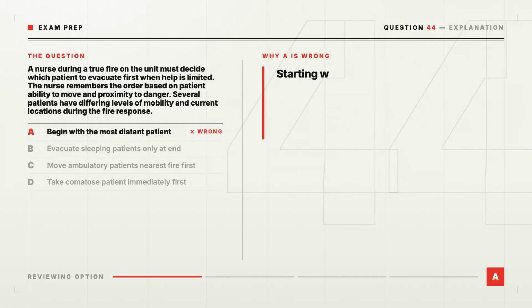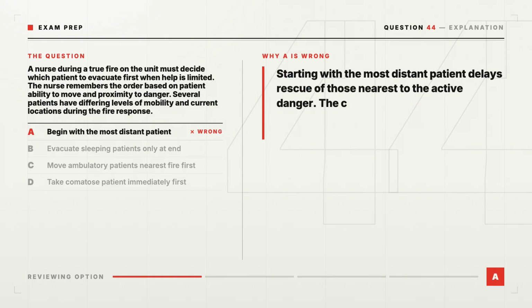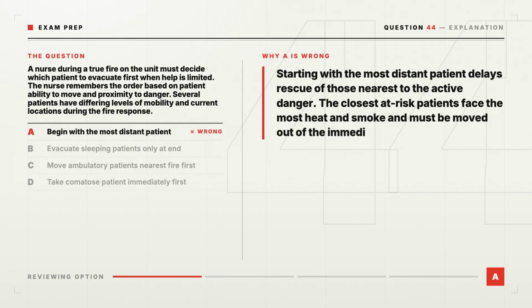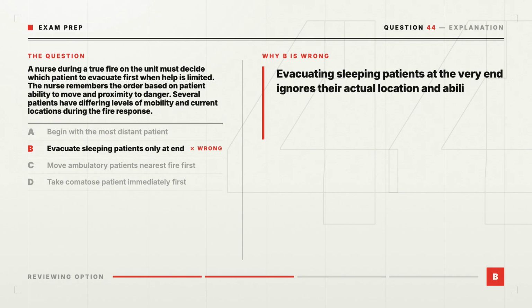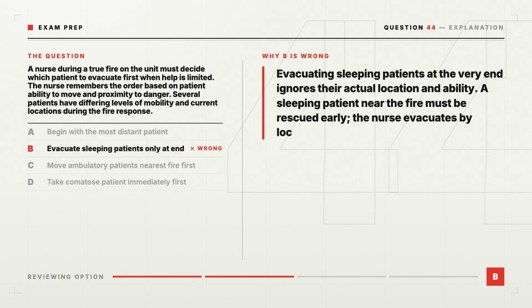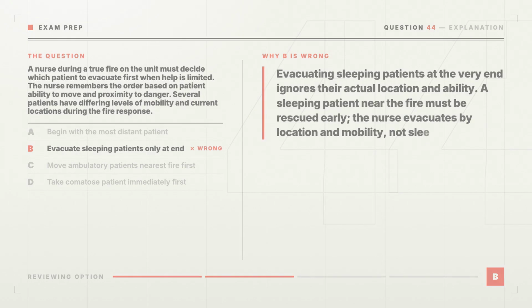A is wrong because starting with the most distant patient delays rescue of those nearest to the active danger. The closest at-risk patients face the most heat and smoke and must be moved out of the immediate fire zone first. B is wrong because evacuating sleeping patients at the very end ignores their actual location and ability. A sleeping patient near the fire must be rescued early. The nurse evacuates by location and mobility, not sleep state alone.